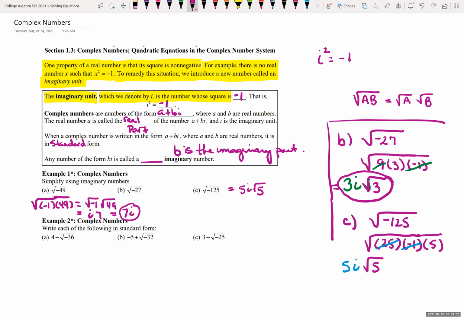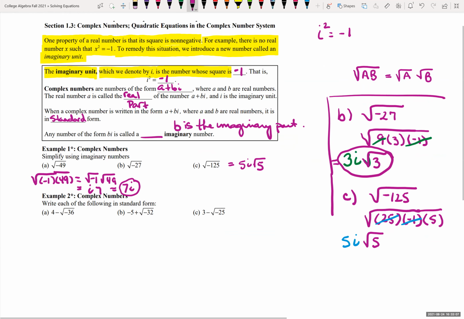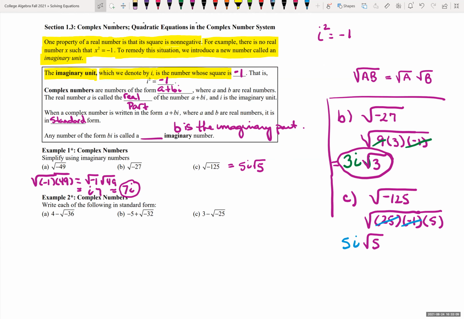So example 2, complex numbers, write each of the following in standard form. So we want to put it in the form of a plus bi. And so we want to go through and we want to simplify. So if I'm looking at 4 minus the square root of negative 36, well, the square root of negative 36 is 6i. So this is in standard form. If it asks you for the real part, that's the number not attached to the i. So this would be 4.